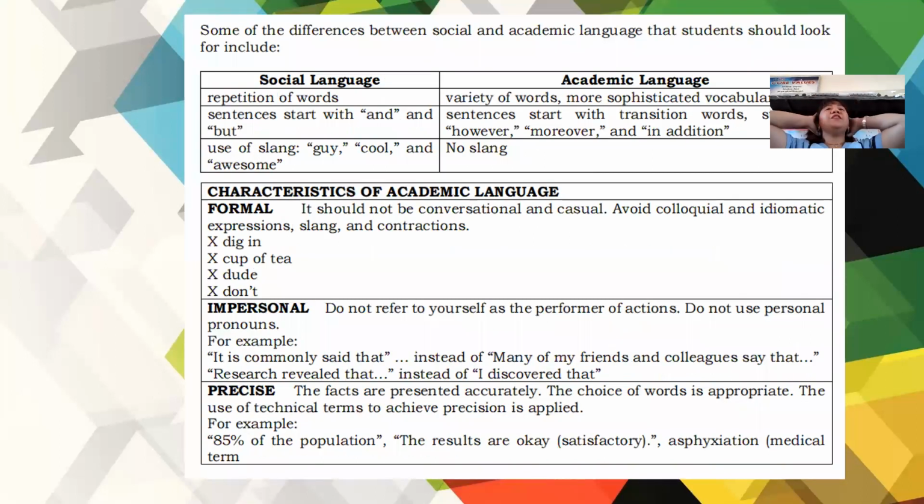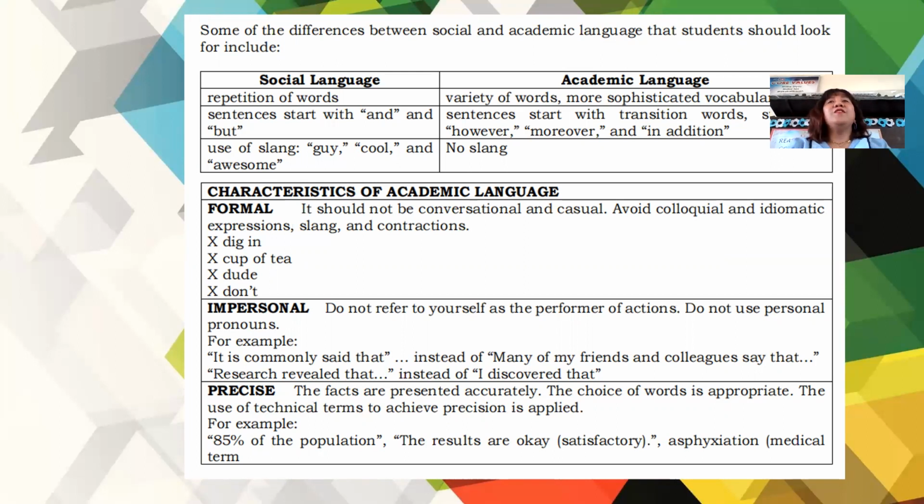Okay, so what is the difference between social language and academic language? Social language involves repetition of words, okay? And academic language has a variety of words or more sophisticated vocabulary. Social language can start sentences with "and" or "but." But in academic language, sentences must start with "however," "moreover," or "in addition." Social language can include slang too, whereas in academic language, there must be no slang words.